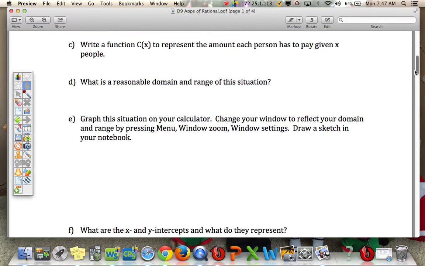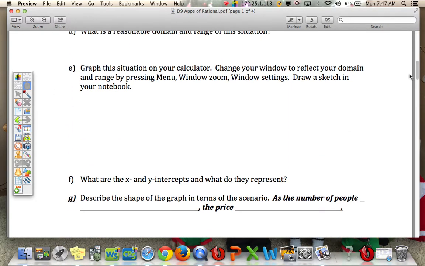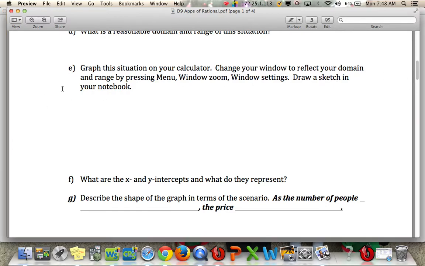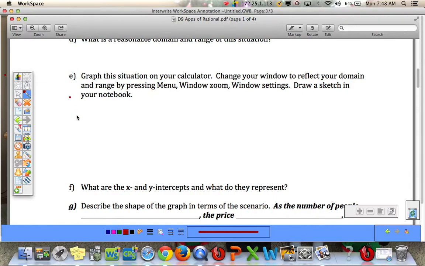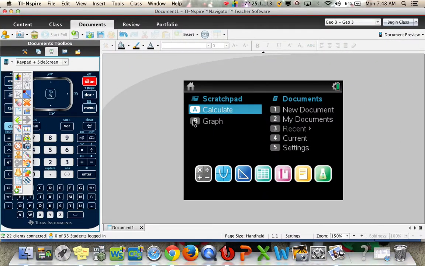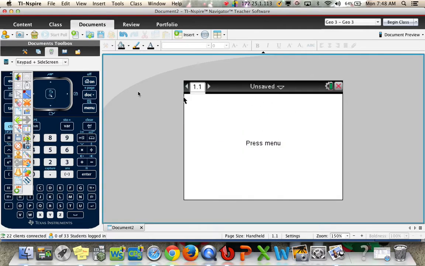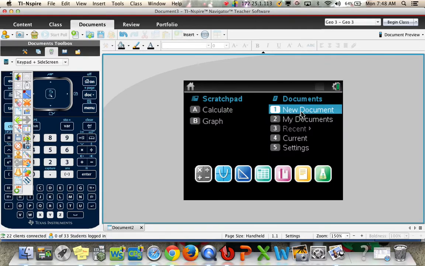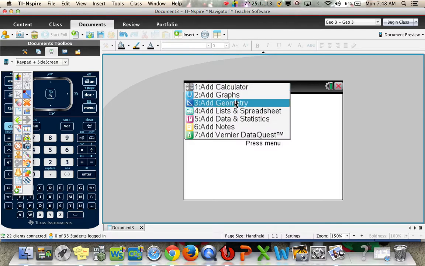Graph the situation on a calculator. Change your window to reflect your domain and range by pressing Menu, Window/Zoom, Window Settings. Sketch this in your notebook. All right, so let's pull up our graph here. Excuse me, I wanted to open a graph page on this. Sorry. New document, add a graph.